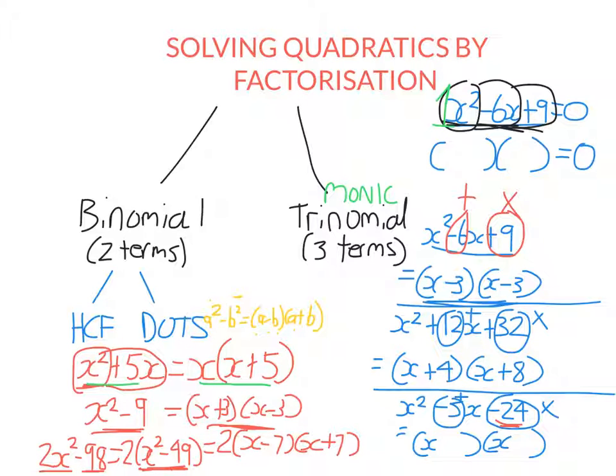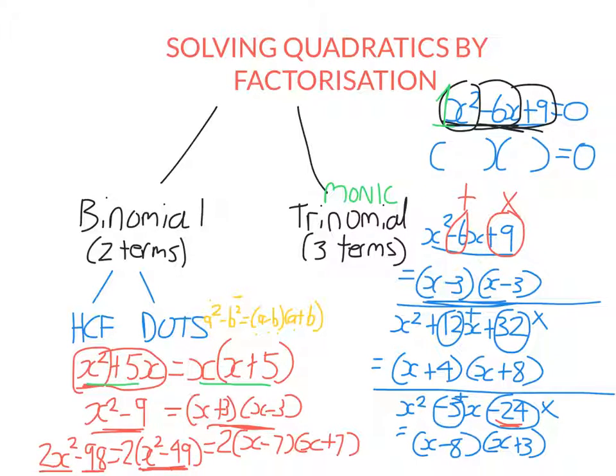negative. So go through factors of 24. 24 and 1 won't work, 12 and 2 won't work, but 8 and 3, I can make that work if I make it negative 8 and positive 3. Negative 8 plus 3 is negative 5. Negative 8 times 3 is negative 24.